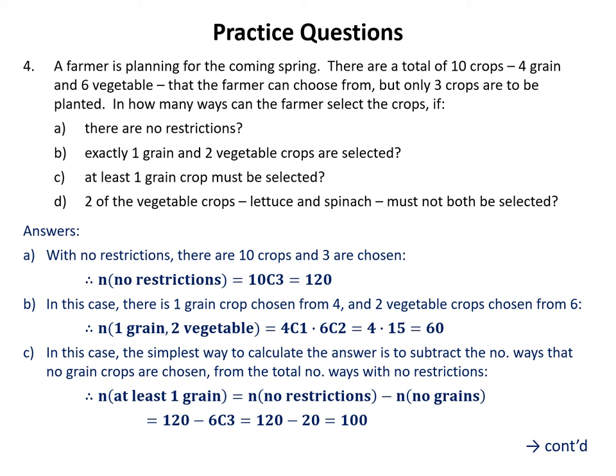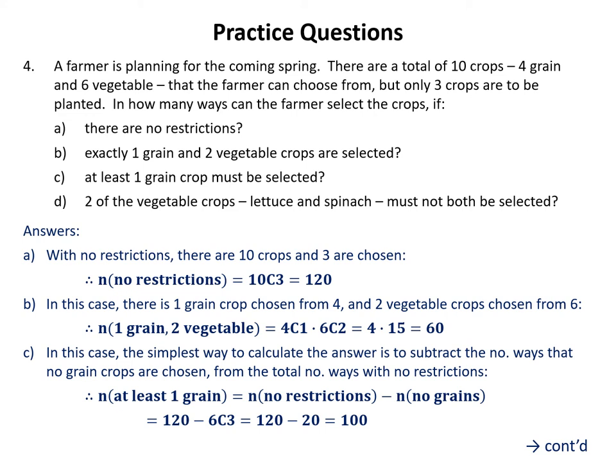For part C, the restriction is that at least one grain crop must be selected. Now, given that we're selecting 3 crops in total and there are 4 grain crops in total to choose from, we could end up having anywhere from 1 of the 4 all the way up to 3 of the 4. In other words, all 3 selected crops could be grain crops, and that satisfies the condition that there's at least 1 grain crop. So that would be 3 separate scenarios that we would have to consider and then work out and then add.